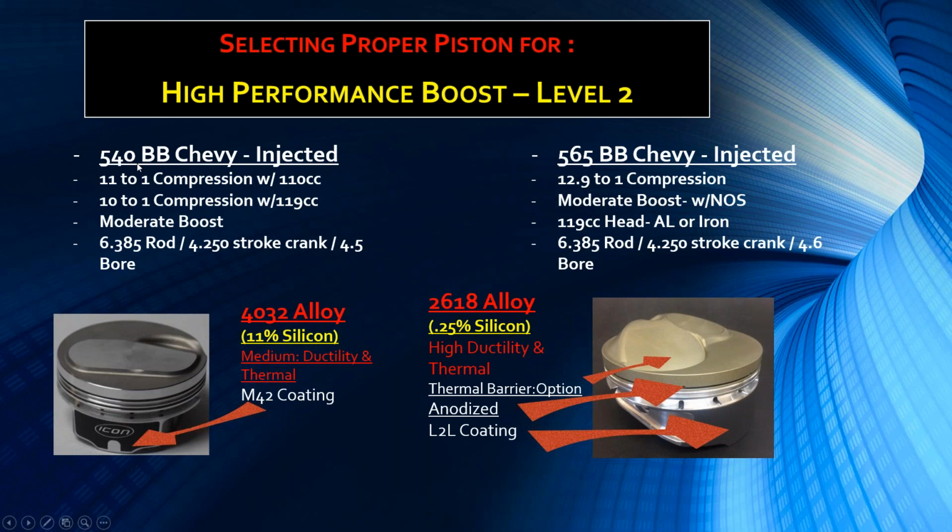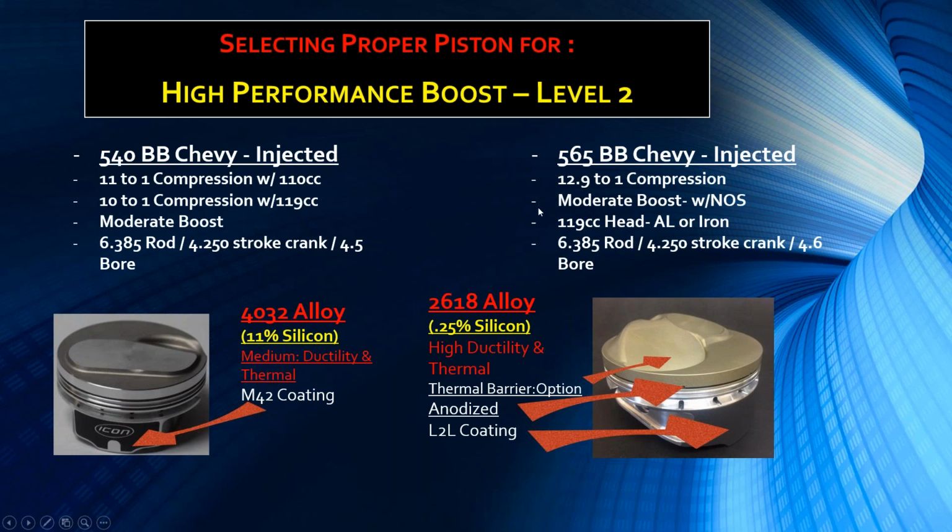On level 2, high performance, here's a 540 big block Chevy. We're suggesting the 4032 alloy, again the medium silicon, about at the eutectic stage. This provides the medium ductility and some thermal, and again, our M42 coating.